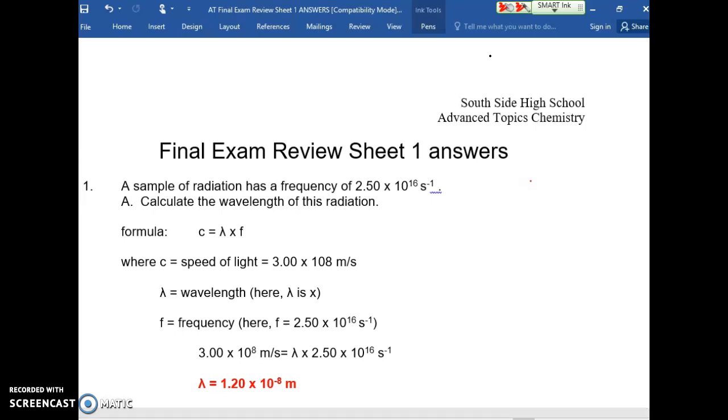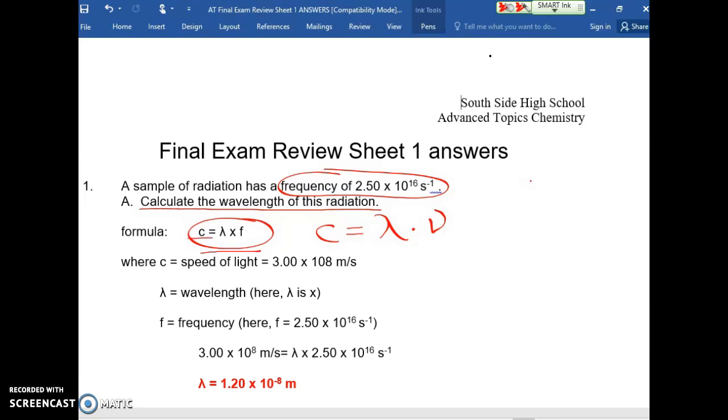The question here asks for calculating the wavelength of a photon of radiation. They give you the frequency. Of course, guys, on the test you'll be given the formula for this relationship. It's simply the speed of light, which is given to you as 3 times 10 to the 8th meters per second, equals the product of the wavelength, which is in meters, and the frequency, which is in something called cycles per second.